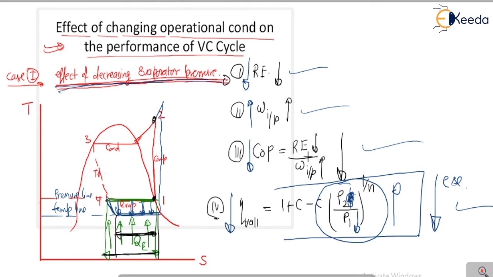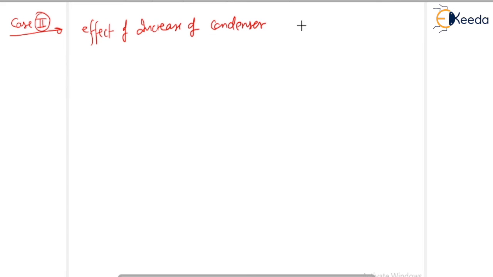Okay, now let us consider our case number two. Case number two is the effect of increase in condenser pressure.